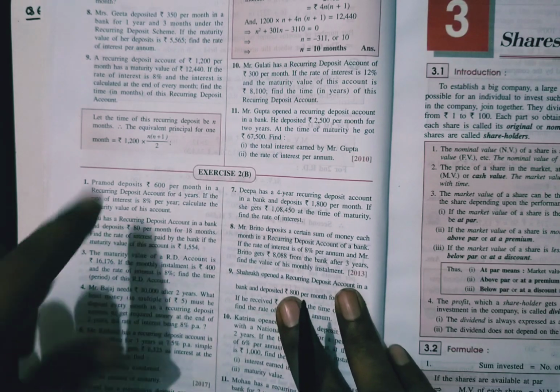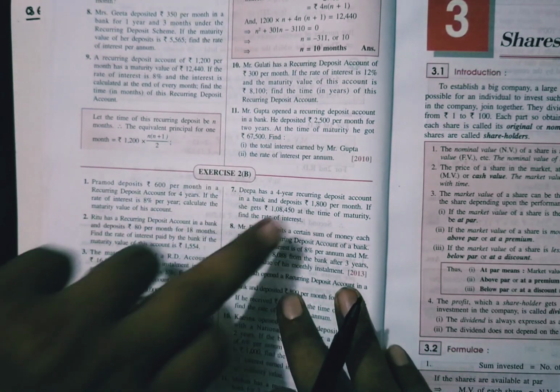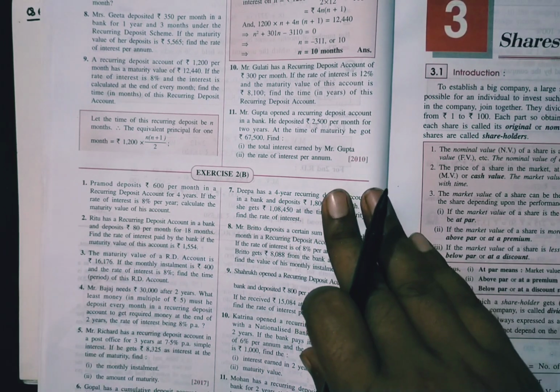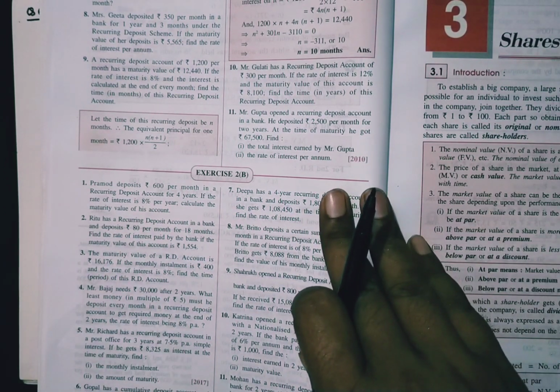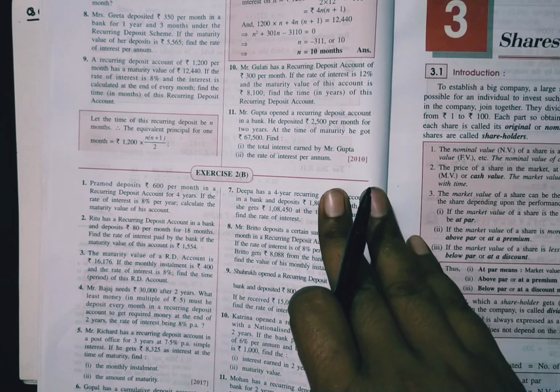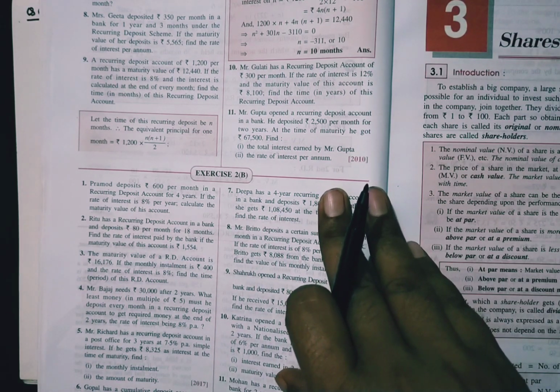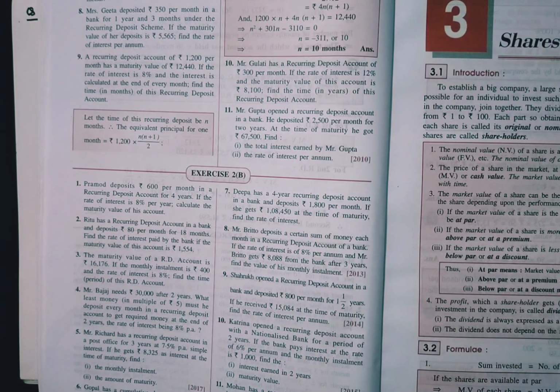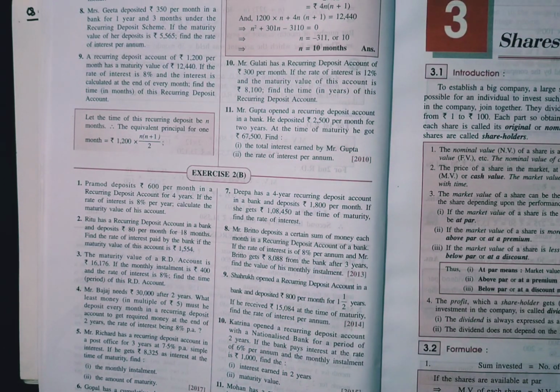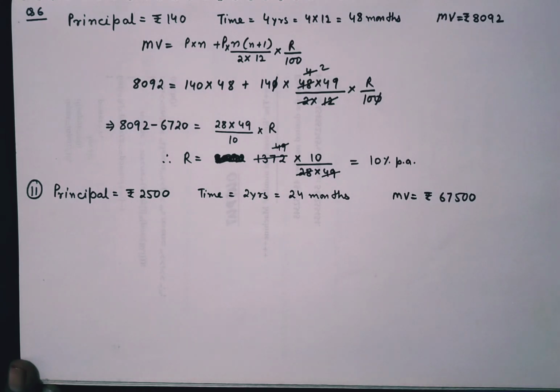number 11 over here, which is a board question. Mr. Gupta opened a recurring deposit account in a bank and he deposited 2500 per month for 2 years. At the time of maturity, he got rupees 6500, and we have to find the interest earned by Mr. Gupta and the rate of interest per annum. Now here we have been provided with the principal, time and maturity value. And very first of all we have to find the interest.